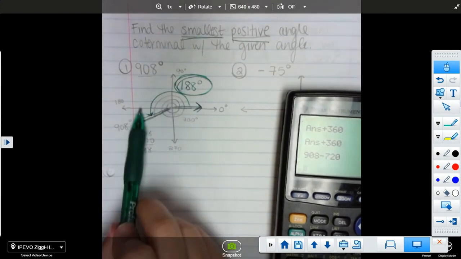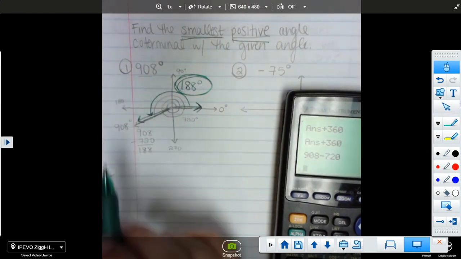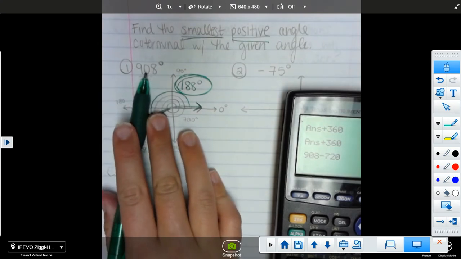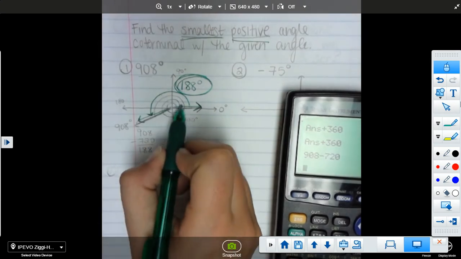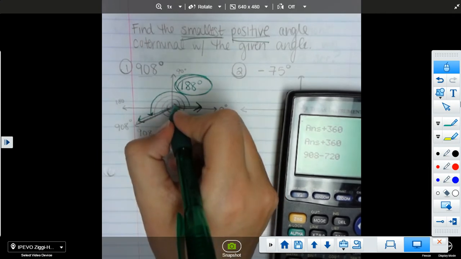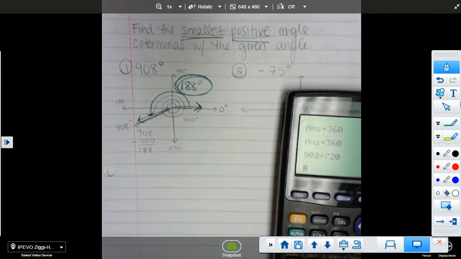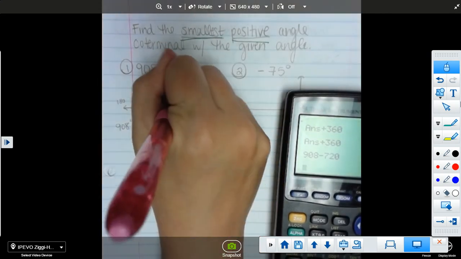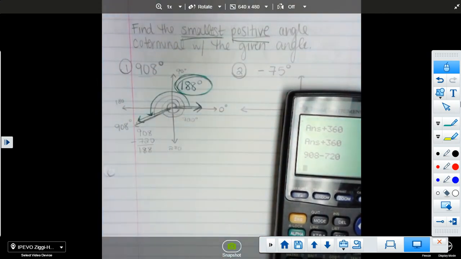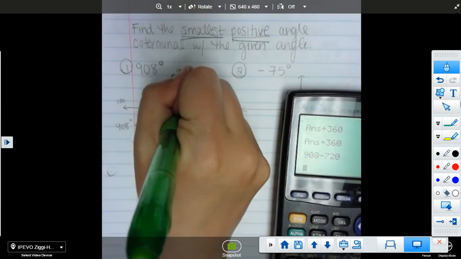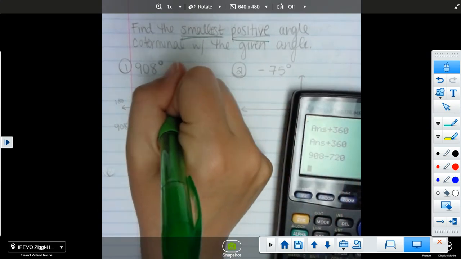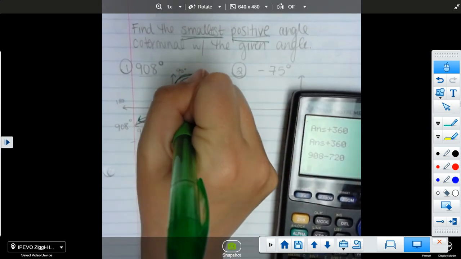Now I wanted to show you this visual so that you can kind of see what's happening here. But really the faster way that we could do that is subtract off the laps that we want to cut out. So first we want to cut out, and I'll do this one in a different color. First we want to cut out this first lap, which was 360. And then a second lap, which is another 360.